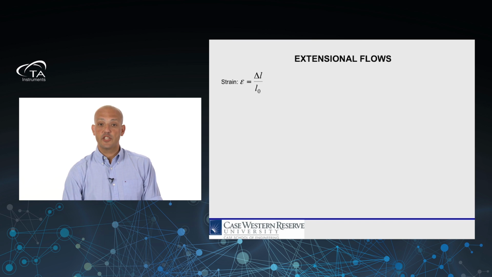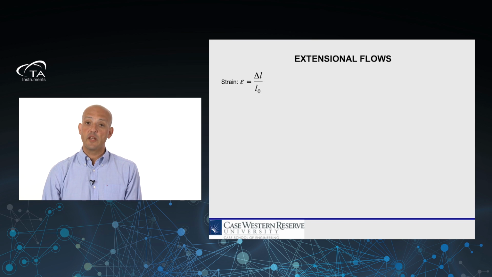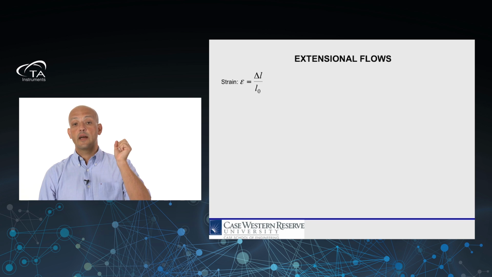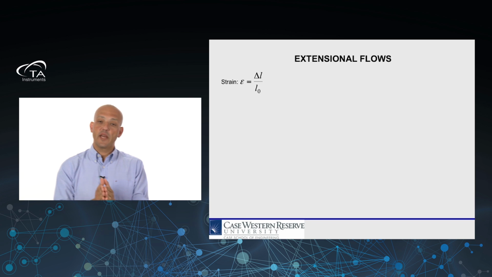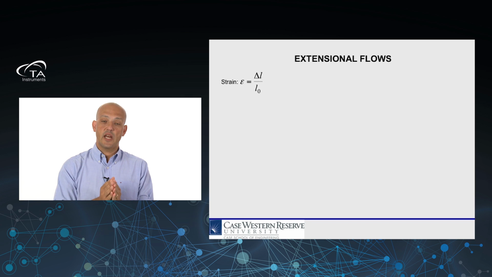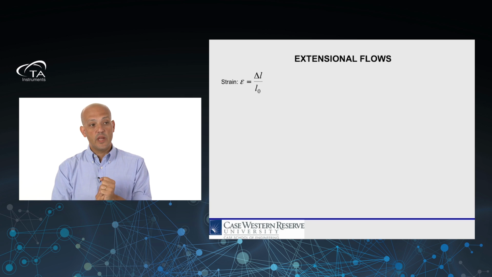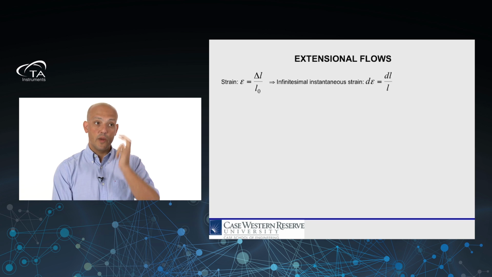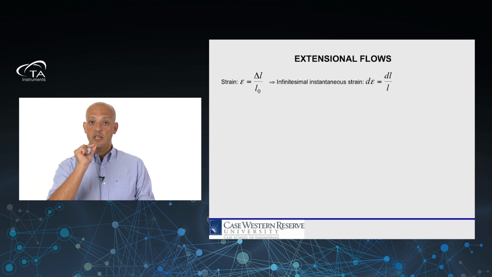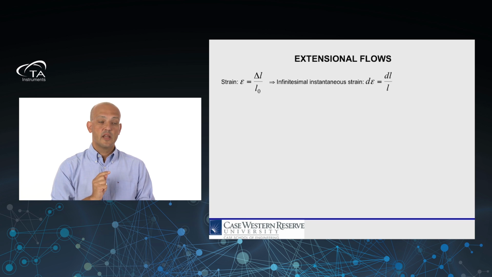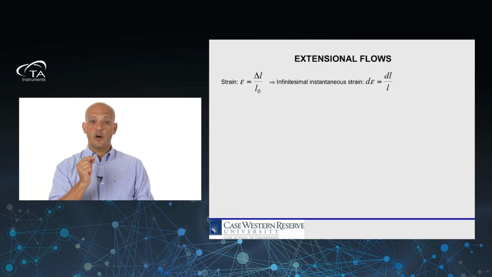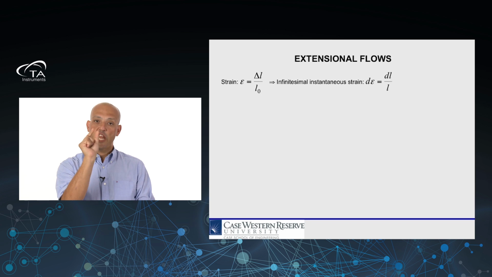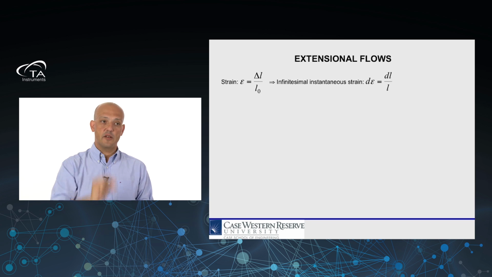Very quickly, just to show you what the flow kinematics looks like for each of these three types of flows. We start off by defining a strain, which is, if we have a strand, the difference in length divided by the initial length. Now we can calculate the infinitesimal instantaneous strain, so d epsilon, and obviously that will be the infinitesimal change in length, dl, divided by L itself.